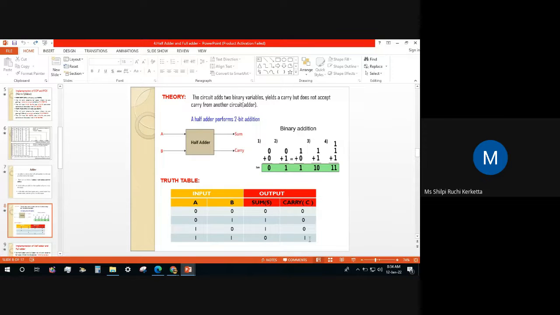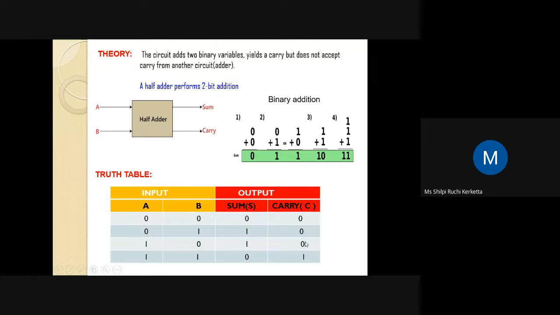And what does this remind you of? What is the output if we see for carry? Which gate gives us a 1 only when all the inputs are 1? AND gate. Okay, good. So this carry, we can say it is an AND gate. So we have to make this circuit. We have to perform this half adder. So we will use an XOR gate for sum, and we will use an AND gate for carry. We have to just get these outputs. So this is actually the theory.